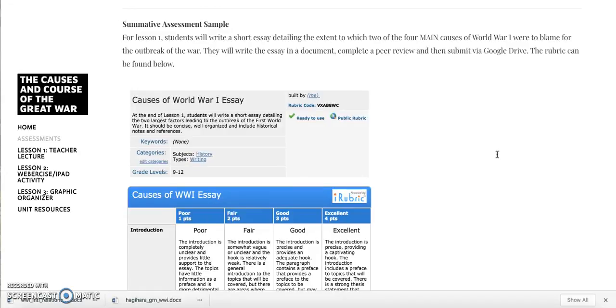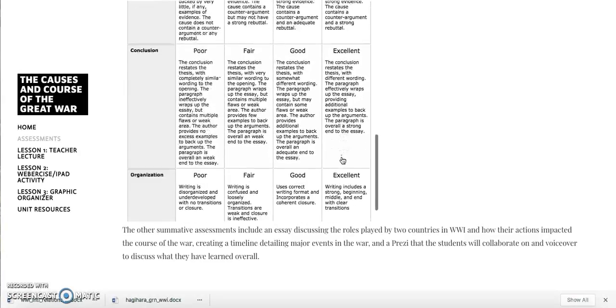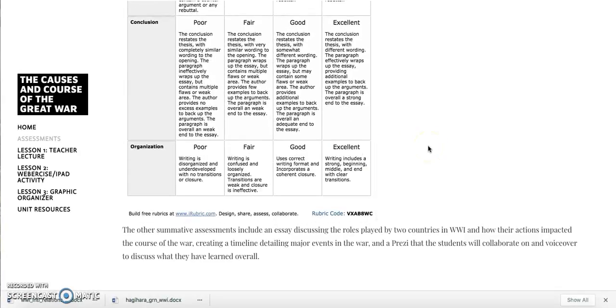They'll be able to collaborate with each other through a complete peer review, and then they'll be able to share it with the teacher through Google Drive. And as you can see on my website, the rubric is available here as well. For each lesson, there is a summative assessment. For Lesson 2, students will write another essay that discusses the roles that 2 countries of their choice played in World War I, and they'll analyze how their actions impacted the course of the war.